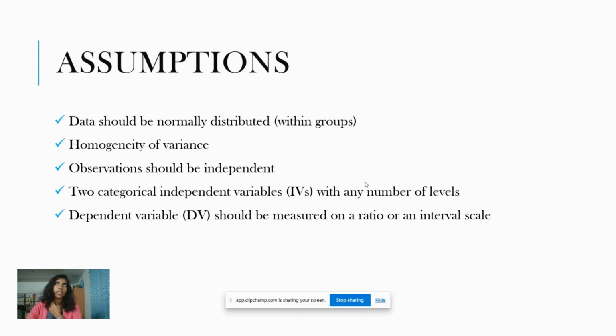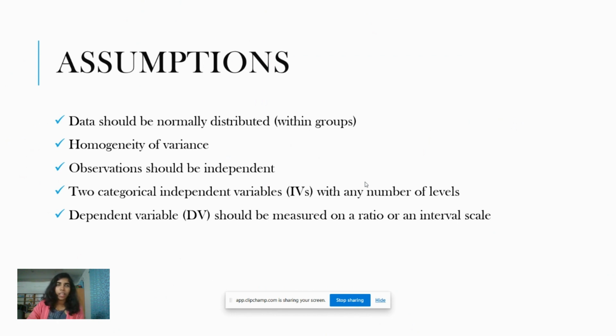Gender is a categorical independent variable with, let's say, two levels, male and female. And then there could be another independent variable such as socioeconomic status, as I said before, and this can have high, low, average. Any number of levels can be there, but the basic requirement is two independent variables. And then the dependent variable should be measured on a ratio or an interval scale, so it should be continuous.